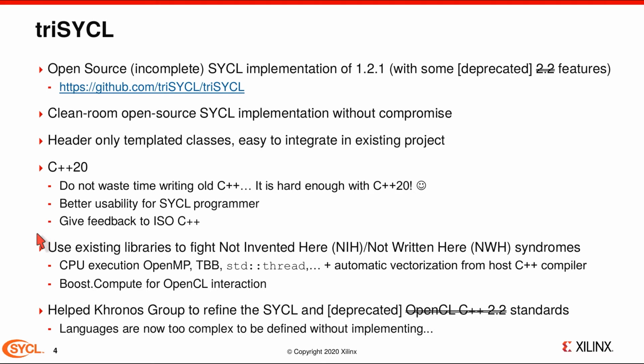In this whole project, we try to fight back the not-invented-here or not-written-here syndromes. So we relied on all the libraries available, including OpenMP, TBB, and std::thread for efficient CPU execution. We rely a lot on Boost libraries, for example, for the OpenCL interaction. And in the end, this project was also used to help the Khronos group refine the SYCL standard and also some other standards, because nowadays languages are so complex that it's almost impossible to define them without implementing.